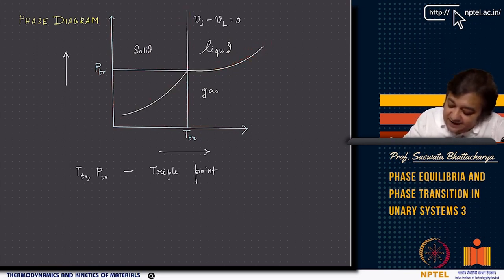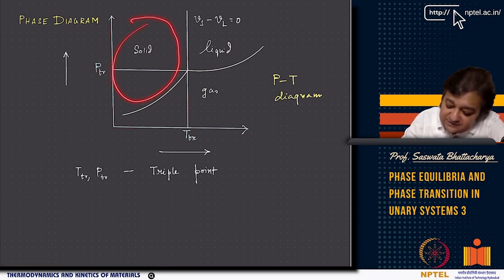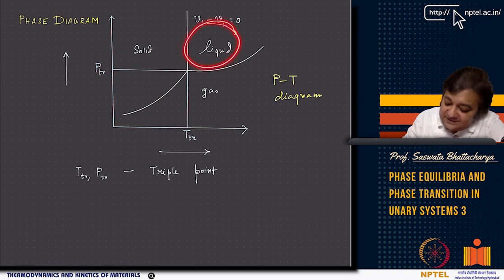And as you can see, the axes are pressure and temperature. We can use different types of diagrams like mu-T diagrams, but this is called a pressure-temperature diagram or a phase stability diagram. It maps the stable phases. Please note this interesting point: this entire area is a solid phase, so the solid phase is stable in this region. In this area, only the liquid phase is stable, and in this area, the gas phase is stable.